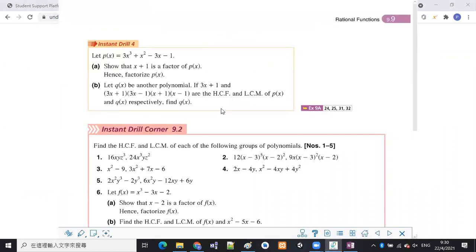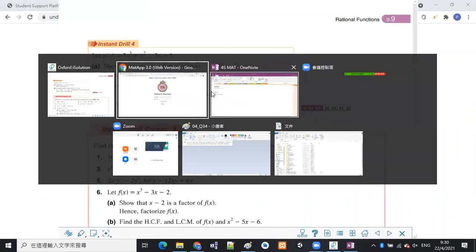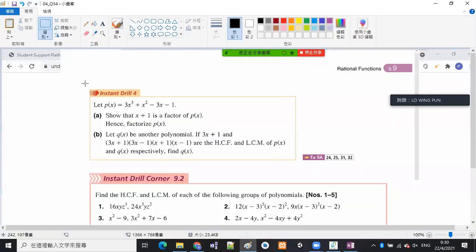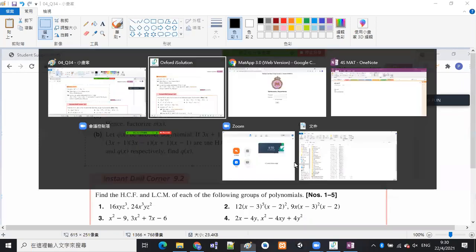So instant drill number 4, ID4. You do not need to submit ID4 to the Math app. Just submit the other four classwork to the Math app.